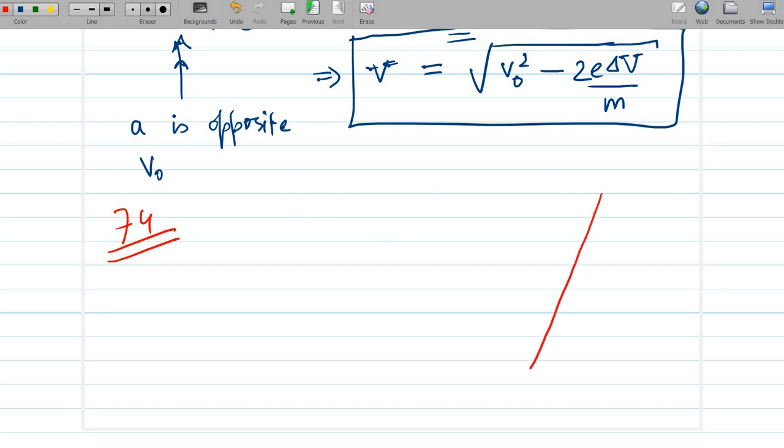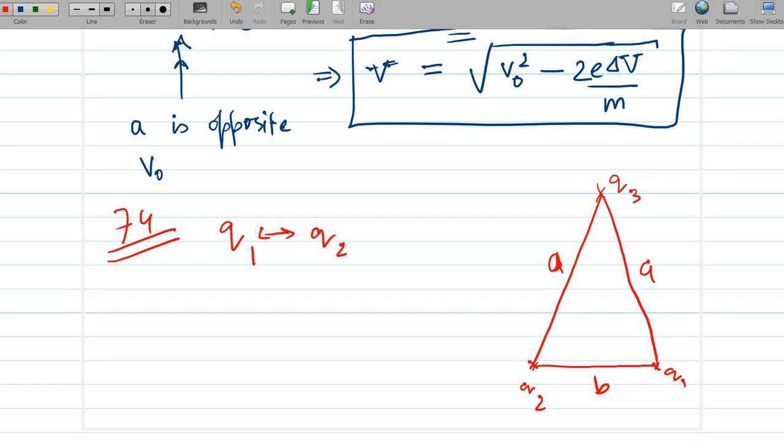We have this triangle, right? So Q1 at this end, Q3 here, Q2 here. This is A, this is B. I'm sorry, this is A as well. This one is B. Okay, first we exchange Q1 and Q3. So we have to exchange the position of Q1 and Q3. The question is, what does an external agent have to do?